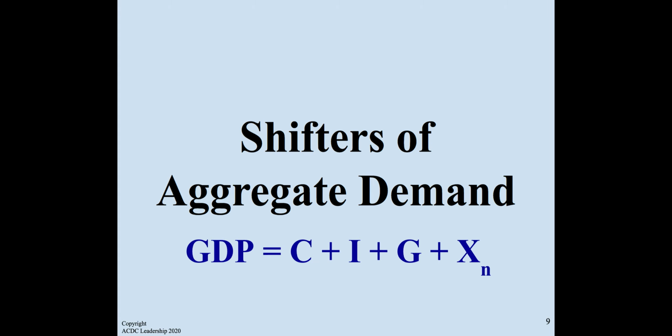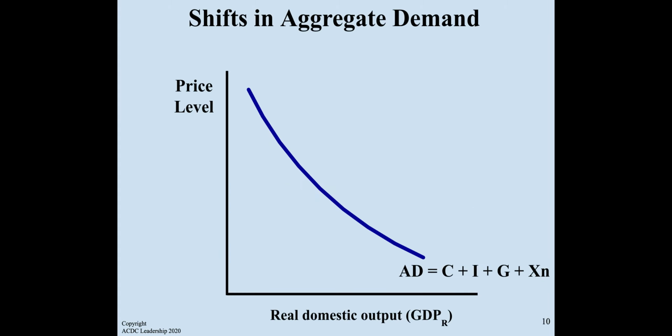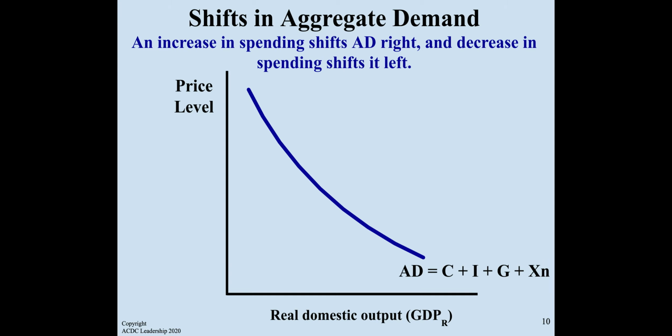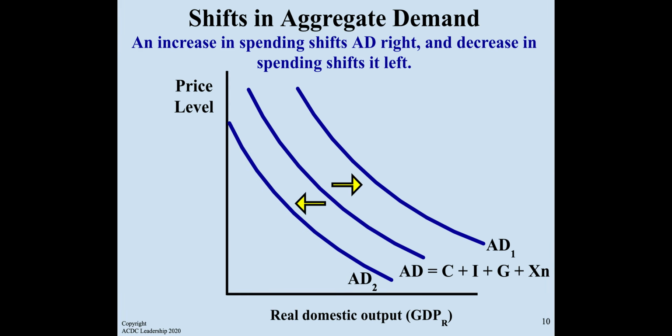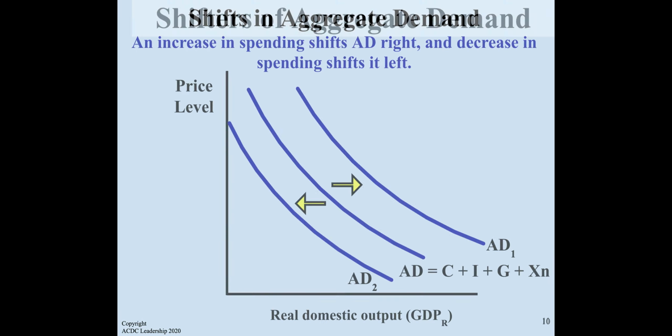So we have shifters of aggregate demand. What makes the curve shift? C plus I plus G plus XN. An increase in spending shifts aggregate demand to the right, and a decrease in spending shifts it to the left. Here's an increase in demand. We have a new curve. Show this with an arrow, and by labeling the new aggregate demand curve with a 1. Or a decrease, a shift to the left, again, show the arrow, a new curve, and aggregate demand 2.